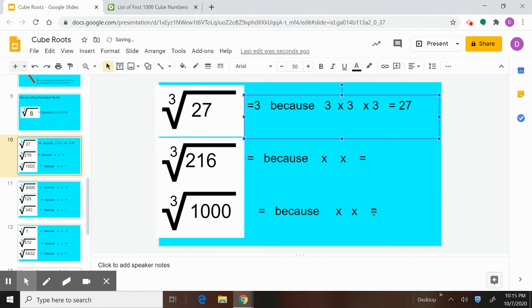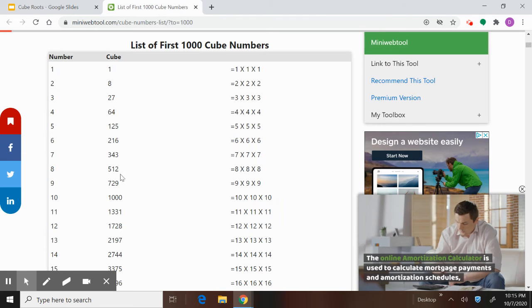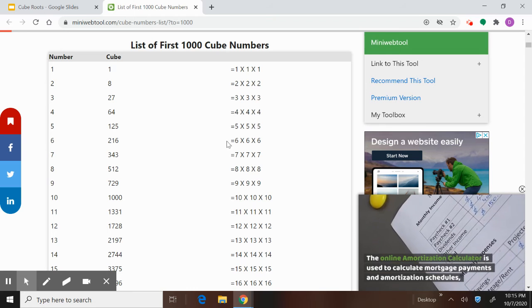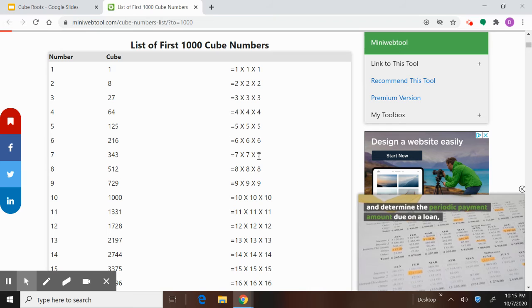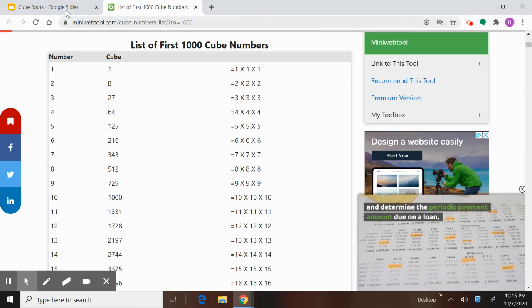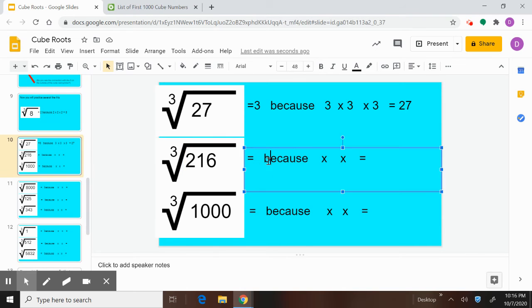No plan is ever perfect, so sometimes we have to adjust, which is what I'm doing here. There we go. The cube root of 216. If I didn't know, here's 216: 6 times 6 times 6. So the cube root of 216 is 6, because 6 times 6 times 6 equals 216. And so on and so on.